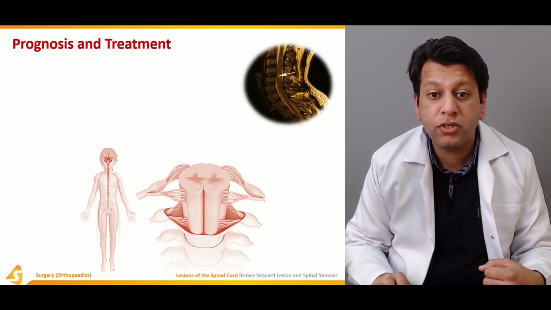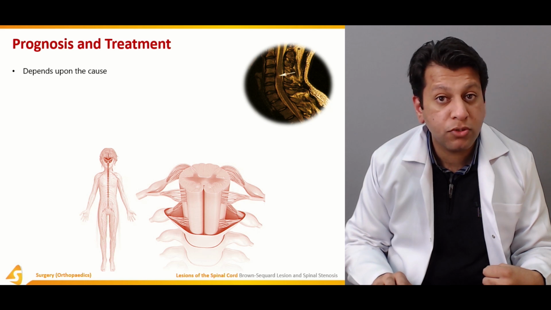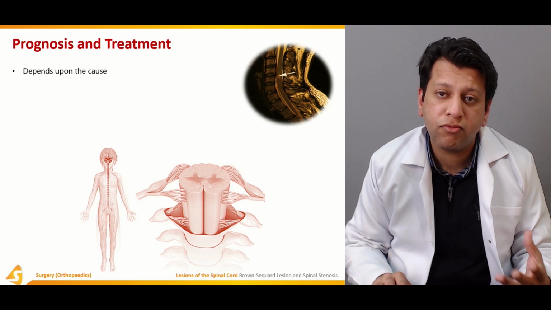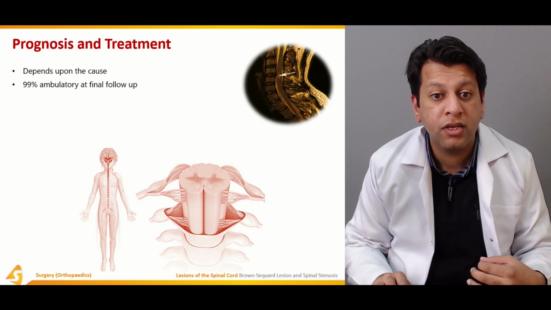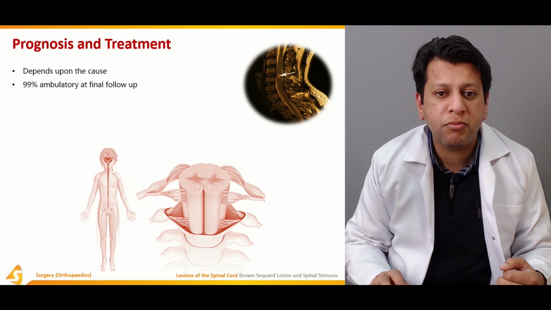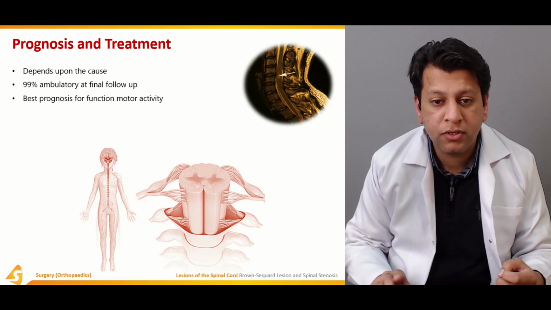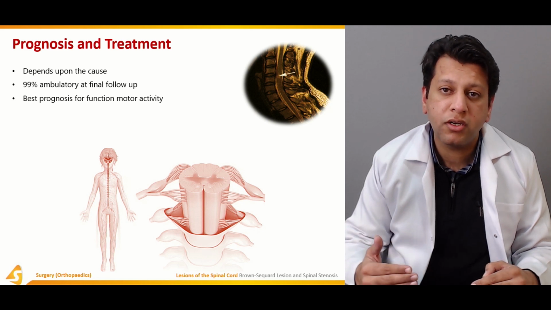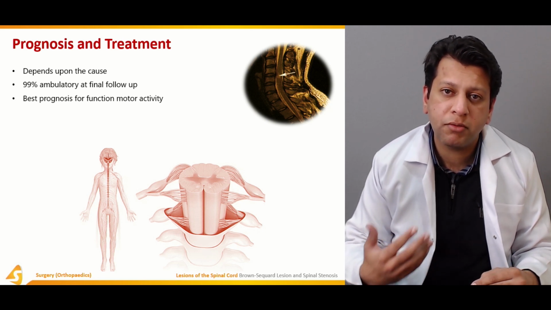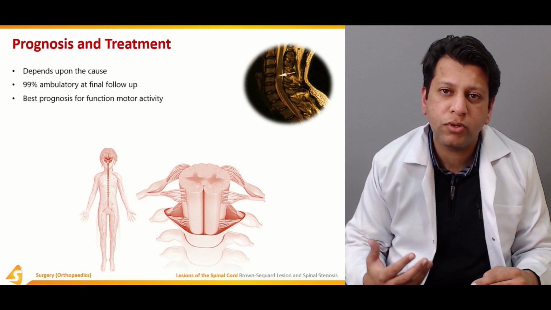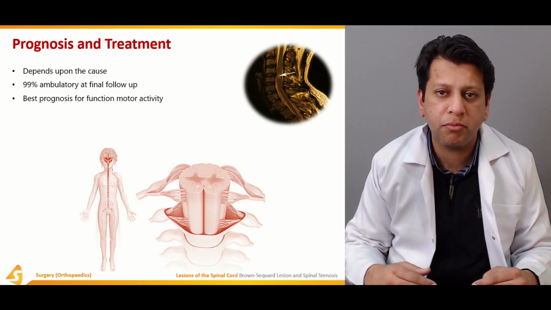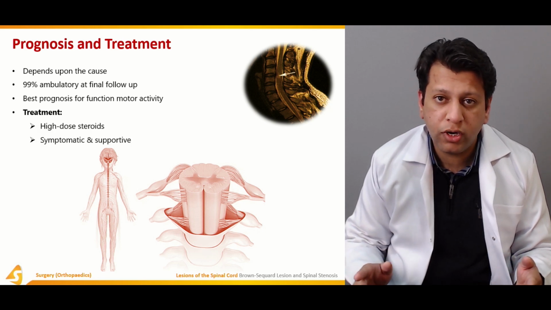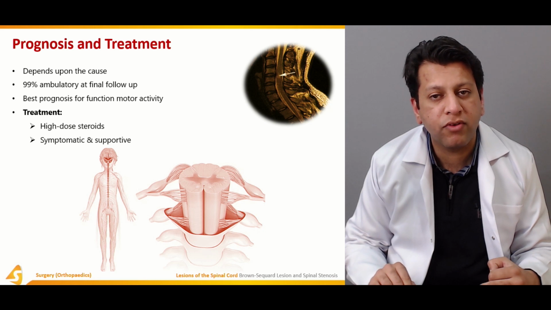Coming to the prognosis and treatment, it depends upon the cause. If it's a tumor, it depends whether you can take out the tumor or not, and what else needs to be done as well. Usually 99% are ambulatory at the final follow-up. The prognosis for motor function is best: motor activity is lost, but sometimes some degree of sensory loss always remains, while motor activity usually completely recovers. Treatment options include steroid use and symptomatic and supportive treatment.